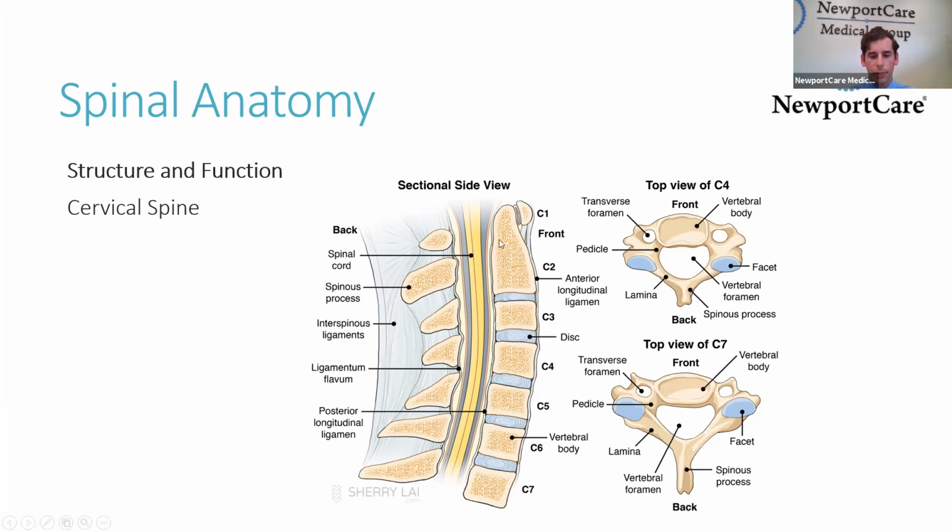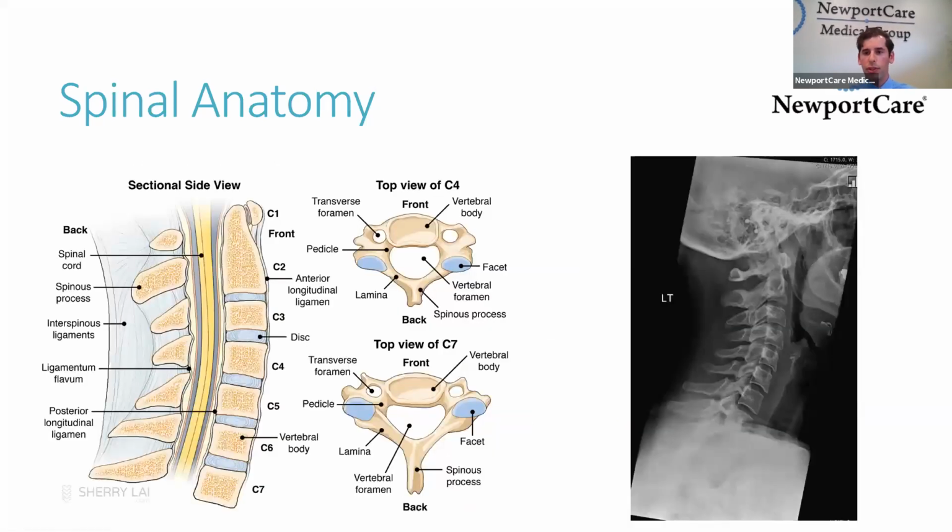We can see the vertebral bodies right here that are separated by the intervertebral discs. In the center runs the spinal cord, and behind that are the spinous processes throughout this area, corresponding to the spinous processes in this view. And those are the protrusions that you can feel in the center of the neck.